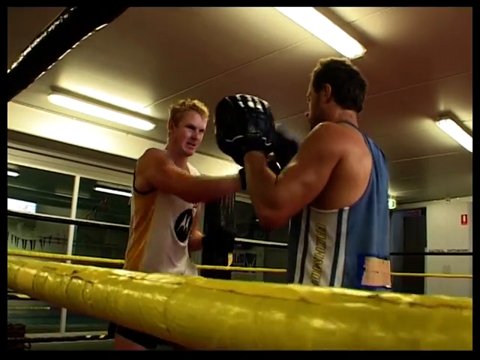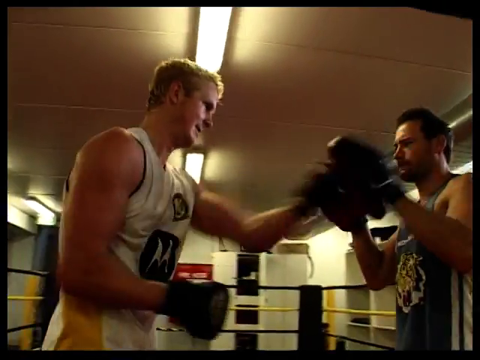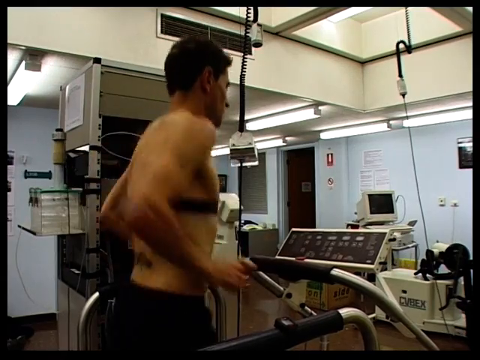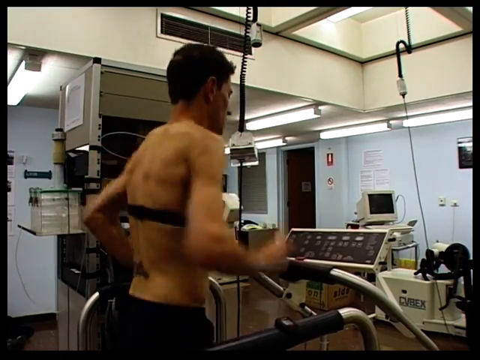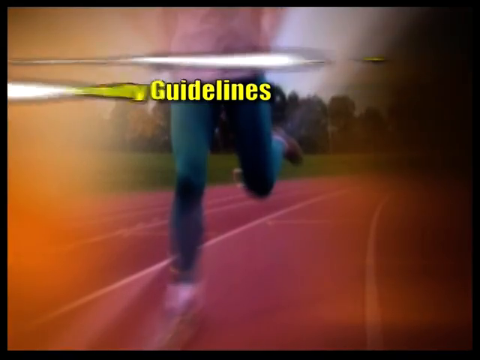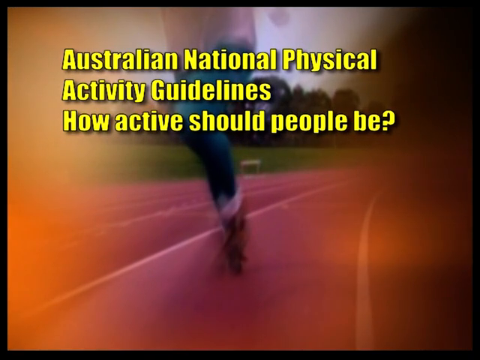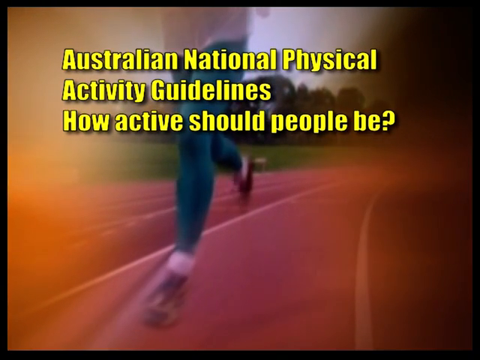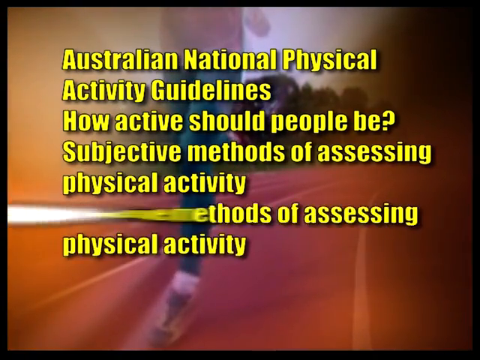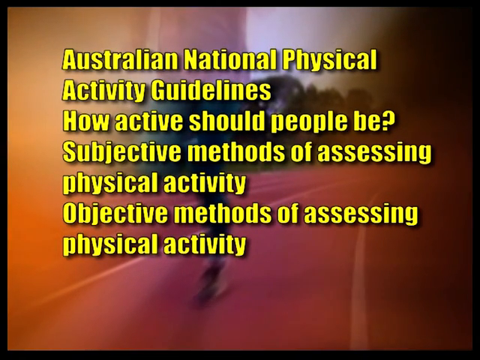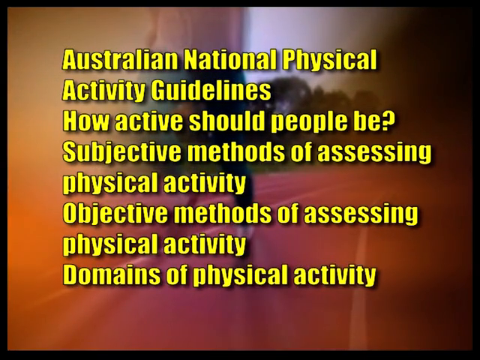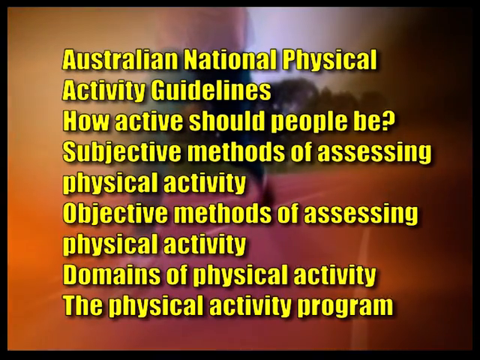But how do we go about measuring levels of physical activity? This program is about measuring physical activity. We'll examine the Australian National Physical Activity Guidelines and how active people should be. We'll then explore subjective and objective methods of measuring physical activity, domains of physical activity, and the Physical Activity Program.